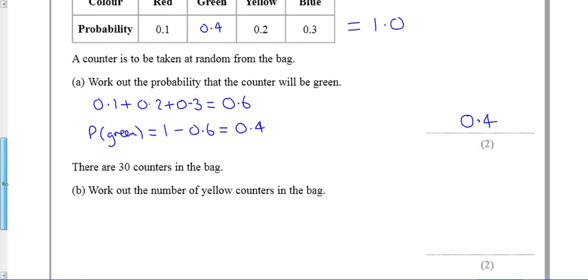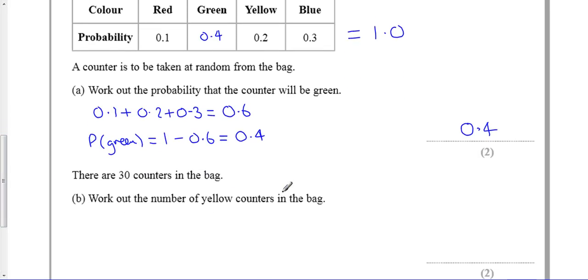Second part just says there's 30 counters in the bag. Work out the number of yellow counters. Two mark question. Well, the number of yellow is just you take the probability that you'll get yellow, which is 0.2, and you multiply it by your number of counters, which in this case is 30. So you've got to do 30 times 0.2. Well, 3 times 0.2 is 0.6, so 30 times 0.2 is 6.